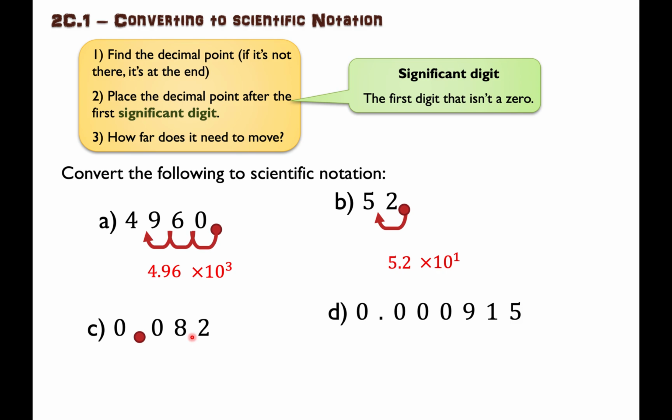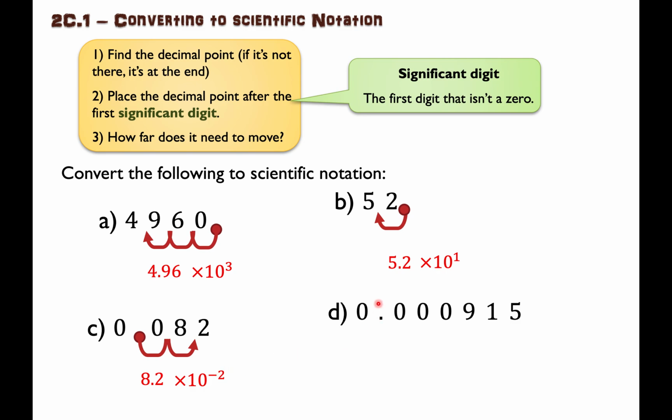Okay, well, how far does it need to move to get there? It's going to move to the right. It's going to move 1, 2 places. So now the number will look like 8.2. I mean, yes, it does have all these zeros in front of it, but we wouldn't write those leading zeros, would we? We'd just write 8.2. So any leading zeros at the front, you can get rid of. And now how far did it move? It moved 2 places. So it's times 10 to the power of negative 2. Why negative 2? Well, because 0.082 is a small number. So it's a negative power.